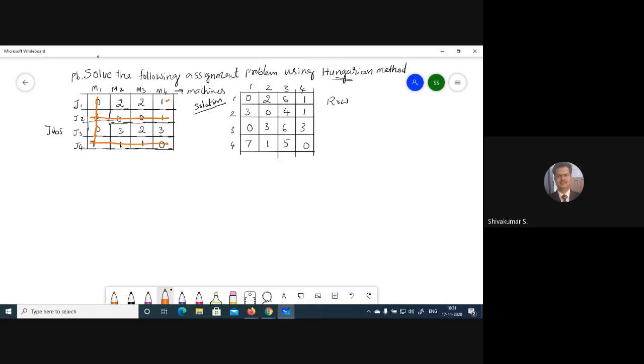After drawing lines, select the minimum value among the uncovered values, subtract this value from the uncovered values, and add this value to the intersection of lines. Subtract these values, and the other values remain unchanged. Okay, this is step 3. Now I'm going to do the same table. I better do it here.